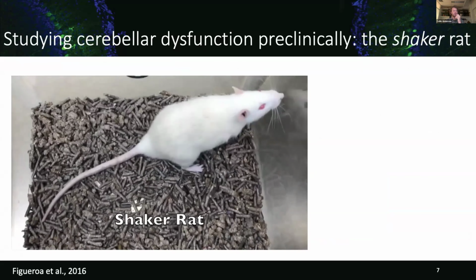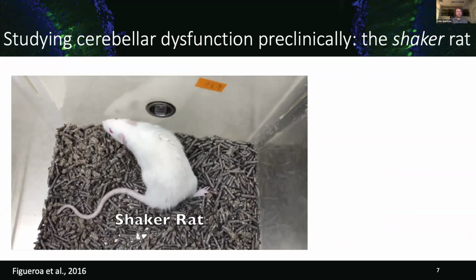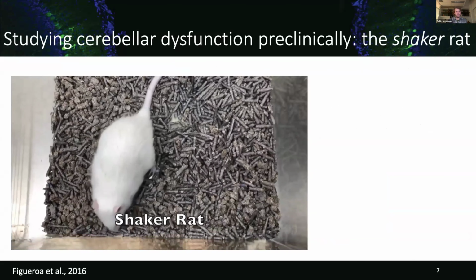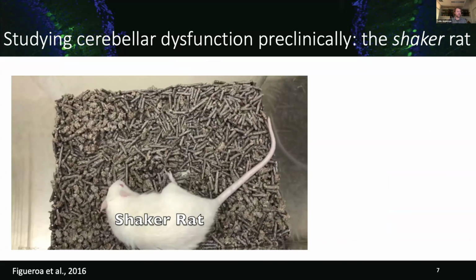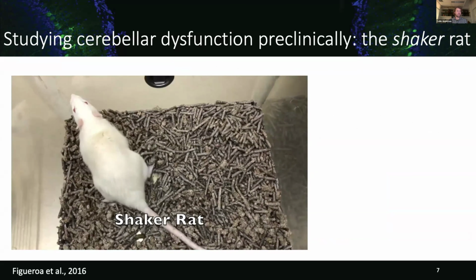So when we study cerebellar dysfunction preclinically, when I joined Stefan's lab, I was really interested in applying neuromodulation, something like deep brain stimulation to the cerebellum to try to treat cerebellar tremor and ataxia. And so I was interested in using a model that had very exaggerated symptoms. And he immediately suggested the shaker rat, just a spontaneously occurring natural mutant model. The gene was not known at the time.